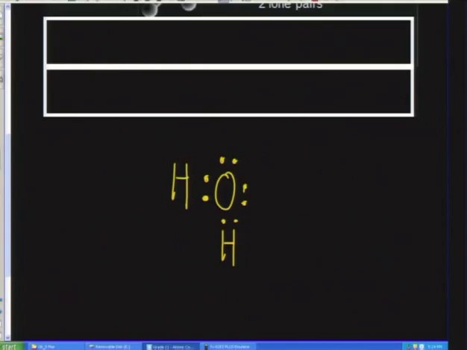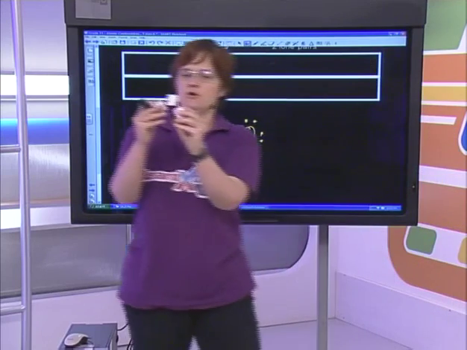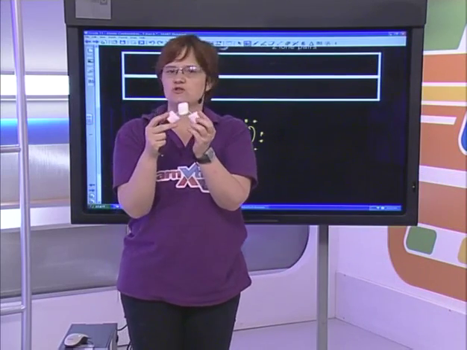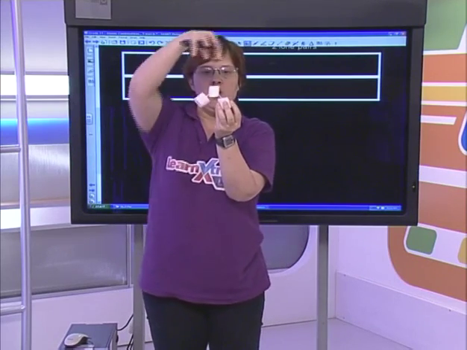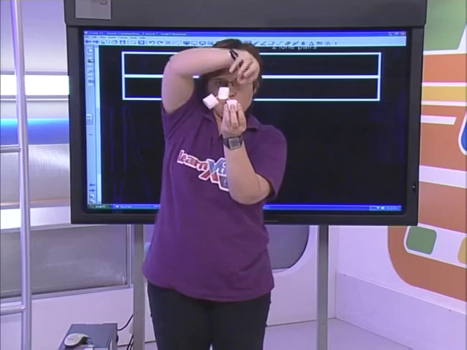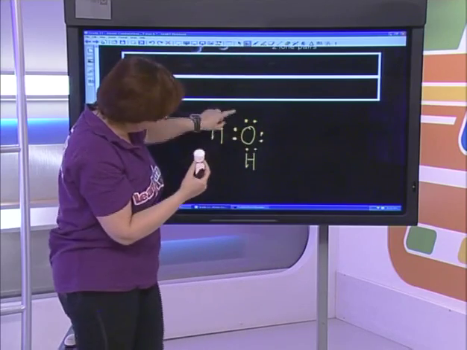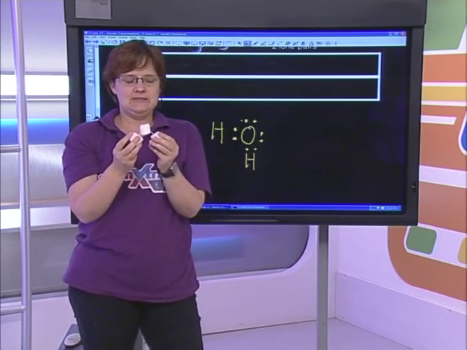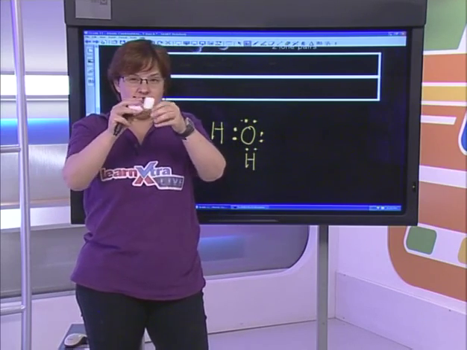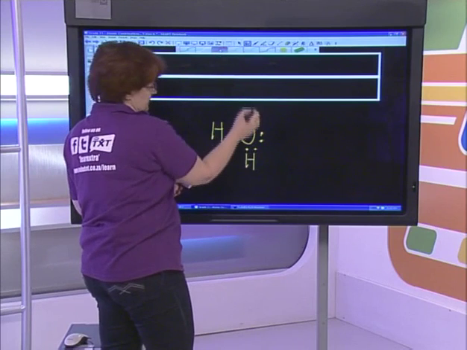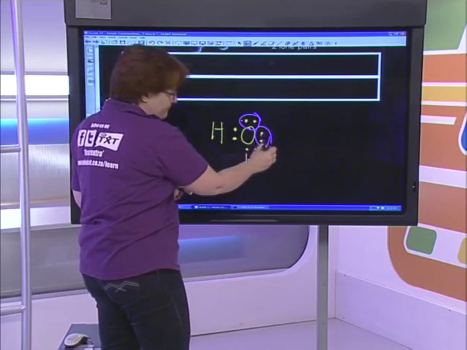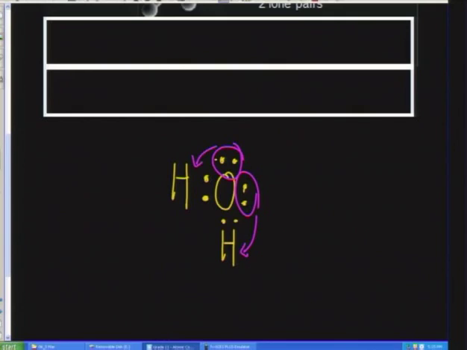Now, I did actually make this out of marshmallows. So there's my oxygen in the middle. This is so not to scale, just so you know. Oxygen sitting in the middle, and here's my two hydrogens. The oxygen has two lone pairs. Those electrons sitting over here at the top need space, need space. The only way they can have space is by pushing the hydrogens away from them. So these top electrons push the hydrogen away.